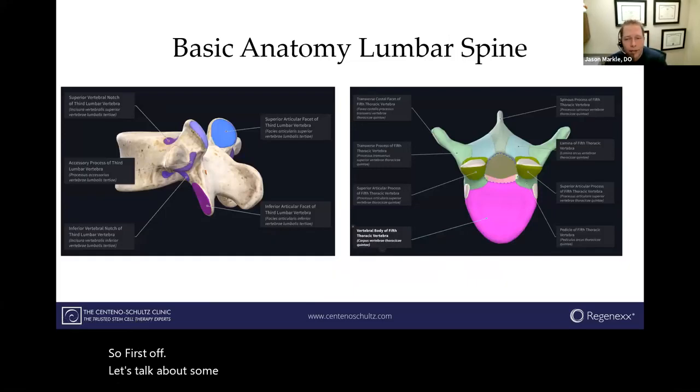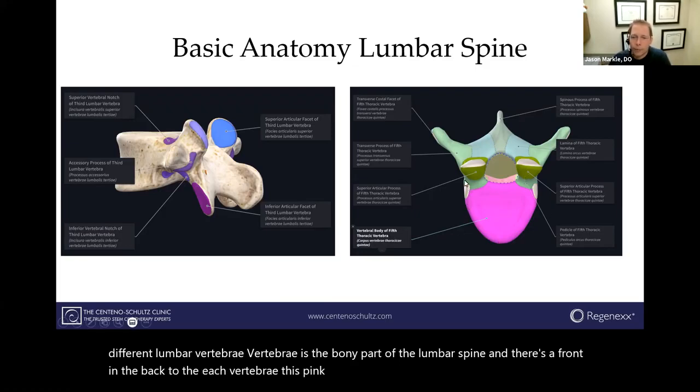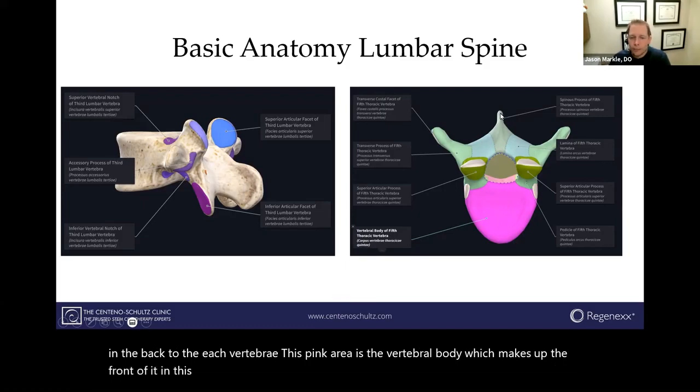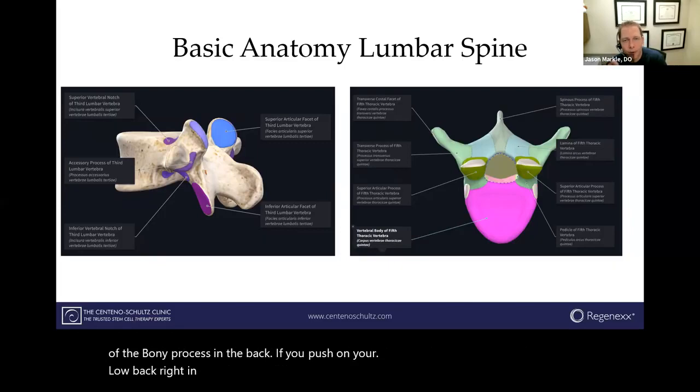So lumbar anatomy. Your lumbar spine consists of 5 different lumbar vertebrae. A vertebra is the bony part of the lumbar spine, and there's a front and a back to each vertebra. This pink area is the vertebral body, which makes up the front of it, and this little point all the way up top is called your spinous process. That's the bony process in the back. If you push on your low back right in the midline, that bone you feel is that bony prominence.